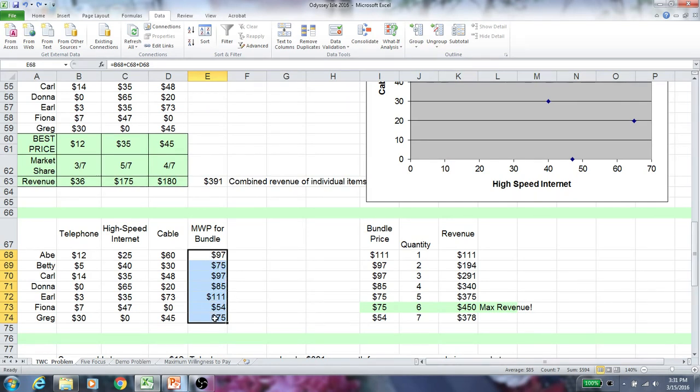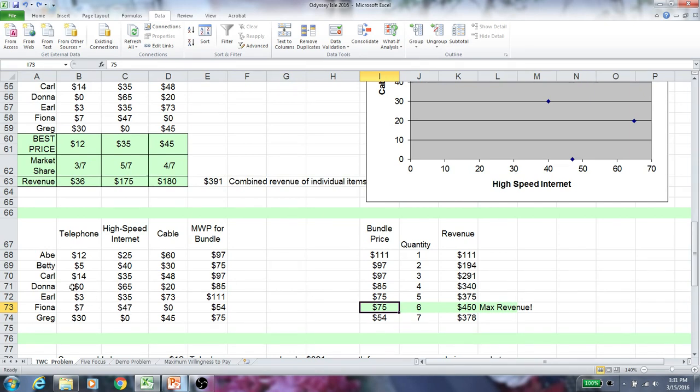We're going to take this information, and what I had to do is copy it down. I had to rewrite the numbers, and then by copying them down, I reordered them from highest to lowest, and then numbered them 1 to 7. And it turns out that $75 is a good bundled price, that 6 out of 7 of our customers are willing to pay $75 a month for all 3.